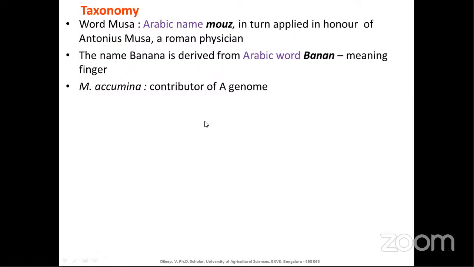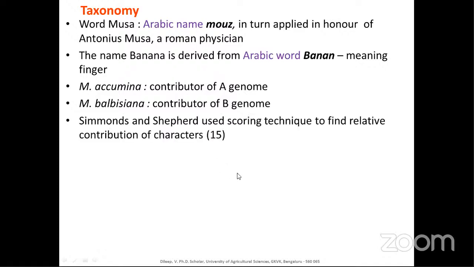And here the A, B genome is there. Musa acuminata is the contributor of the A genome and balbisiana for the B genome. And this is one of the important points which I was saying in the mango classes also. Simmonds and Shepherd, they were the ones who classified and gave the scoring technique in banana. For acuminata, he will give 1, and for balbisiana, if there are any species, there are characters which are listed. There are 15 characters listed. Based on that reference, if there are 5 to 10 plants, we will take that list and just compare the existing varieties to that list.